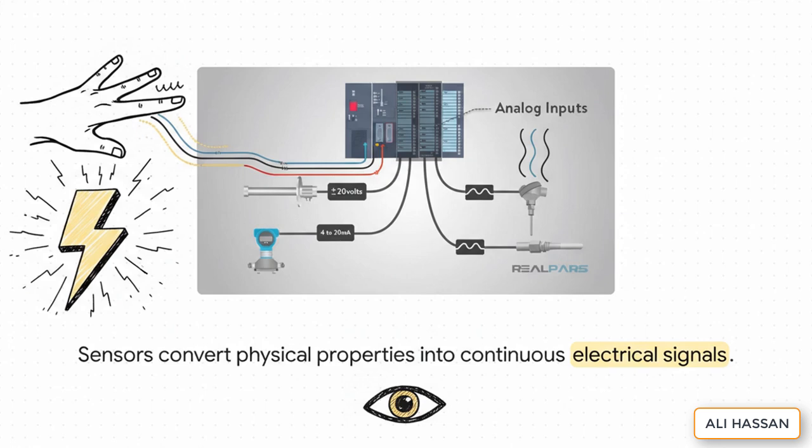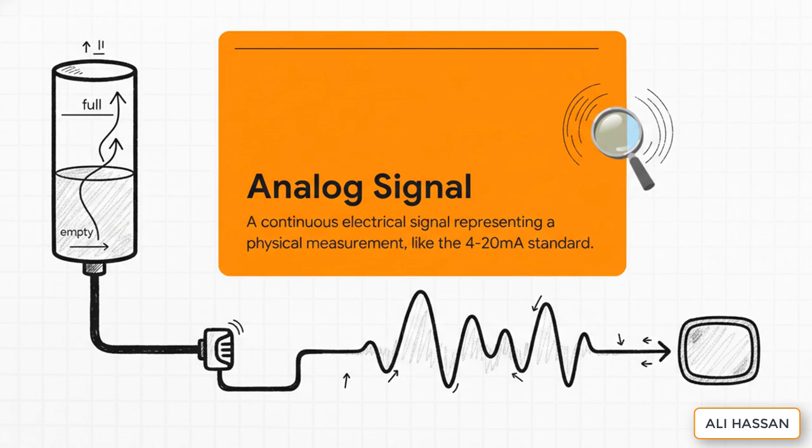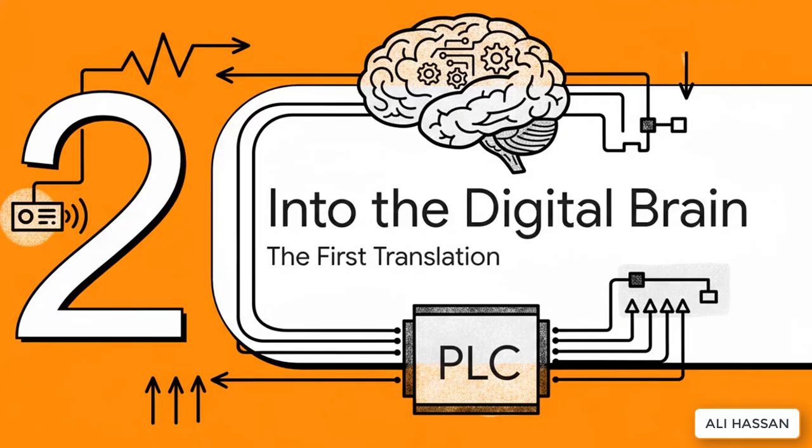They translate that physical reality into the language of machines, which is, of course, electricity. What we've got here is called an analog signal. It's a continuous flow of electricity that perfectly mirrors whatever's being measured. A super common industry standard is the 4 to 20 milliamp signal. So if a tank is totally empty, the sensor sends out 4 milliamps. If it's completely full, it sends 20. And everything in between? That's just a smooth, continuous electrical range. Simple as that.